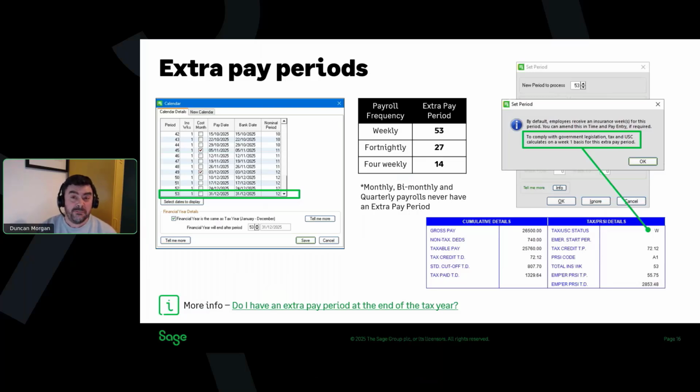And if you have got one, there's nothing that you need to do differently when you come to process it. You would simply set the period in the usual way, but you will then see a pop-up message that tells you that to comply with government legislation, your tax and USC is going to calculate on a week 1 basis. So all of that is handled for you. You don't need to change the tax status or anything in the employee details. And you'd also notice on the pay slips that the tax and USC status will show the W.